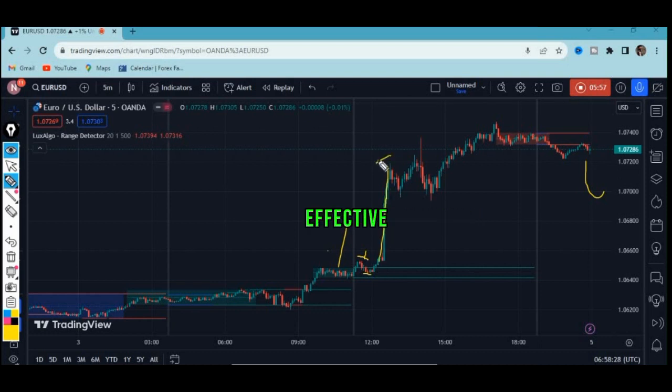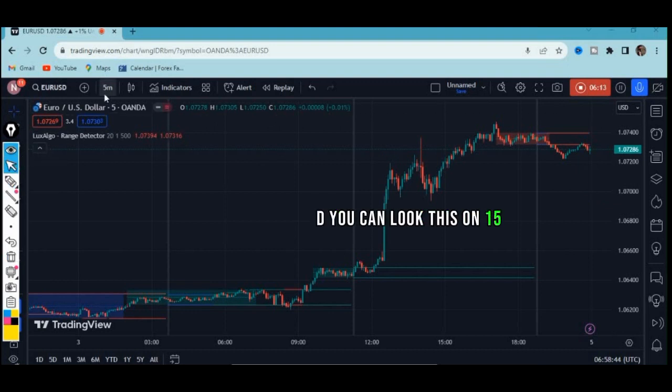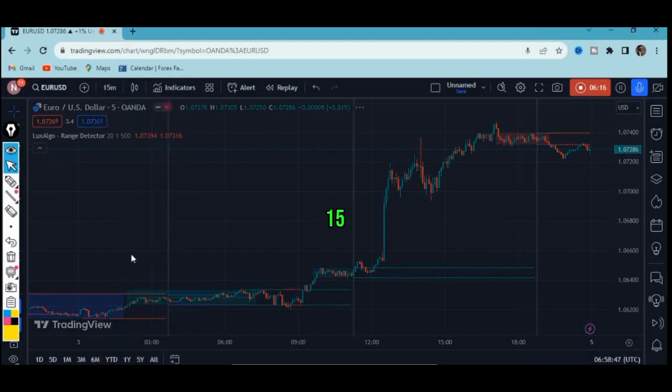So guys, that's how effective this indicator is. You will be able to spot ranges. You'll also be able to spot a breakout, and it will be easy for you to trade. Okay, so guys, I'm using this on the 5 minutes time frame, EUR/USD. You can look at this on the 15 minutes time frame.